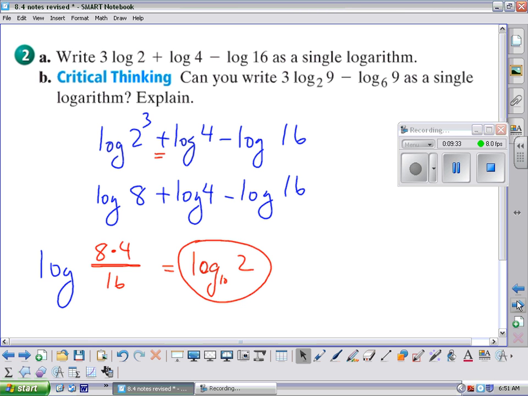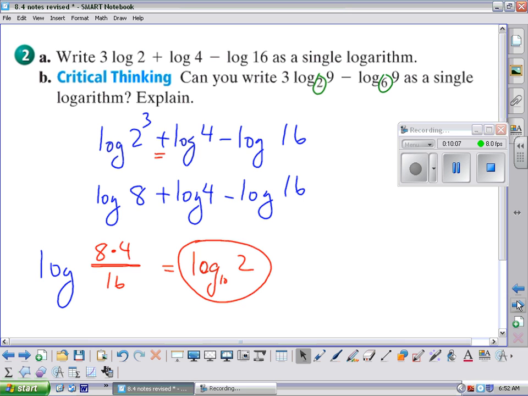Now, the reason I really want you to see this for sure is part B. Look at part B in this quick check. Can you write 3 times log base 2 of 9 minus log base 6 of 9 as a single logarithm? Okay, I want you to right away see as you're doing these, no way. Because the 2 and the 6, again, it's the like terms idea. 2 and 6 are not the same base, so therefore I can't combine them. Okay?